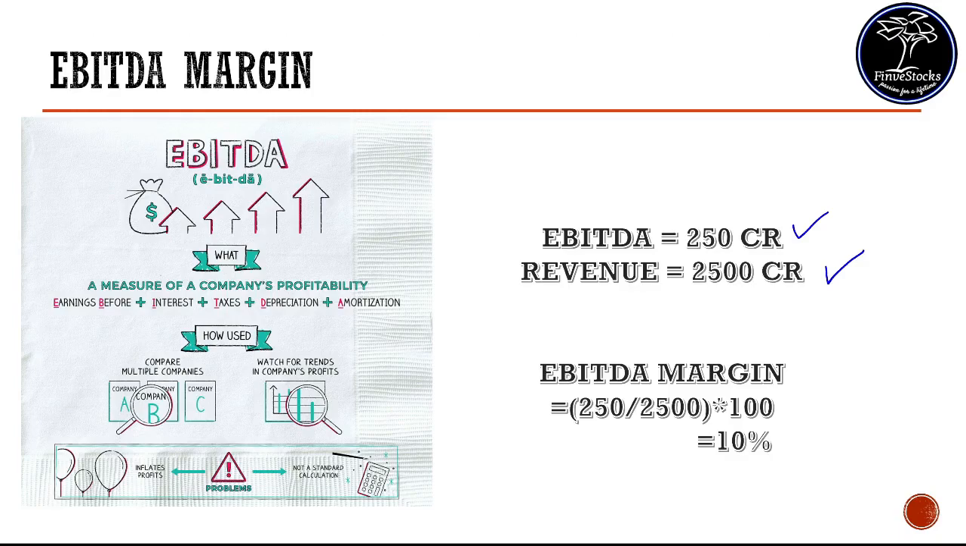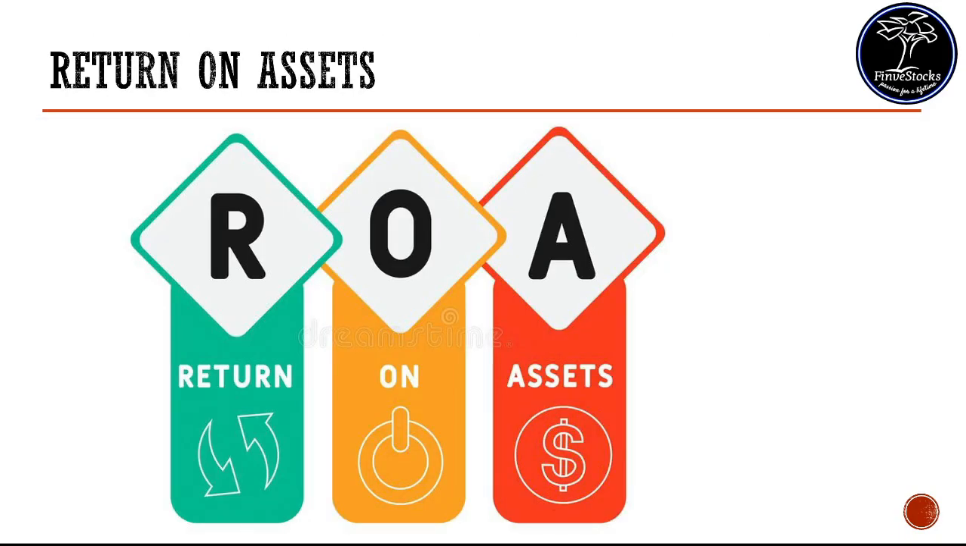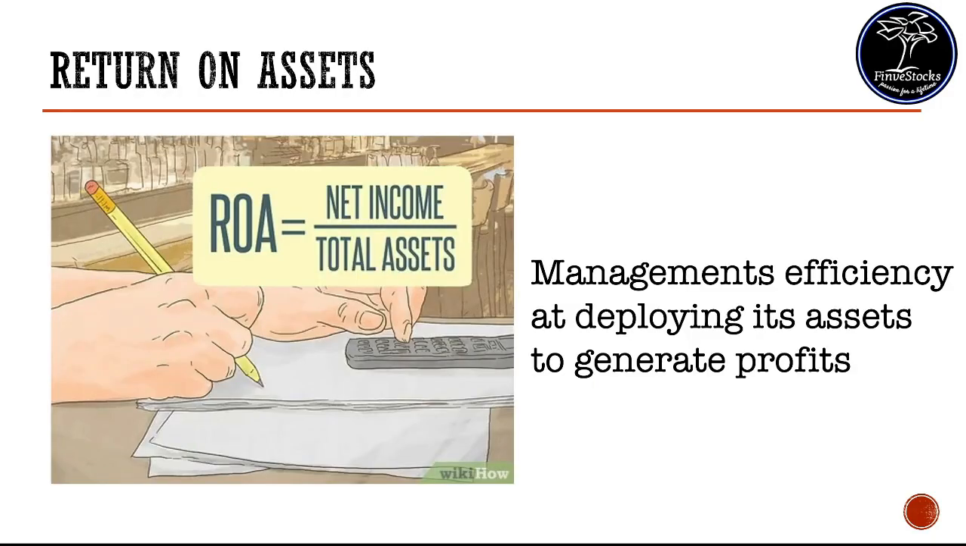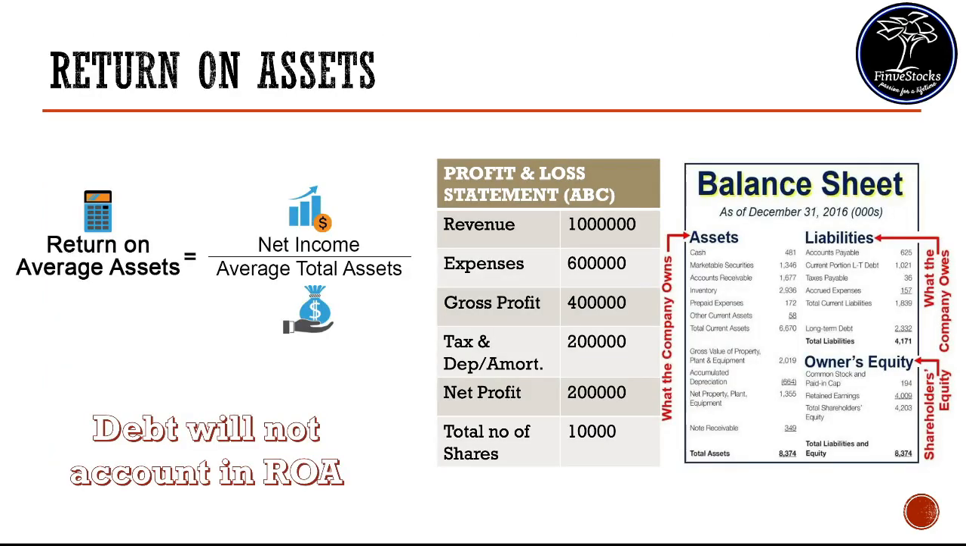The next one is ROA, return on assets. That means how much return is generated from its own assets. This is the ability of a company to use its assets to create profit. A well-managed company limits its investment in non-productive assets. ROA indicates management efficiency at deploying its assets to generate profits. By formula, ROA is net income upon total average assets. The only disadvantage in ROA is that if the assets are funded by debts, it will not reveal the true situation.